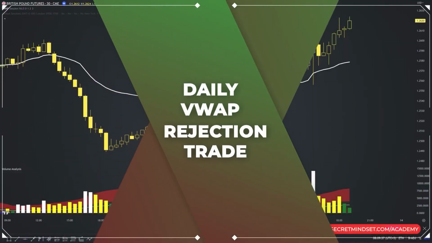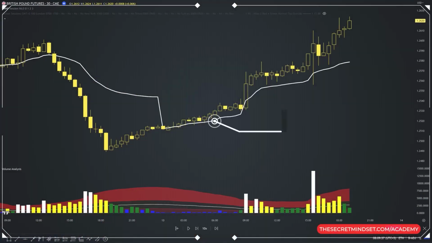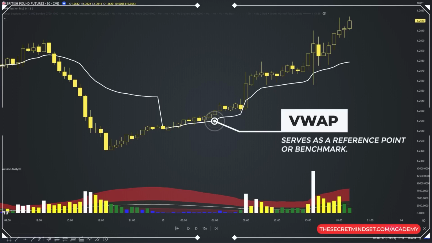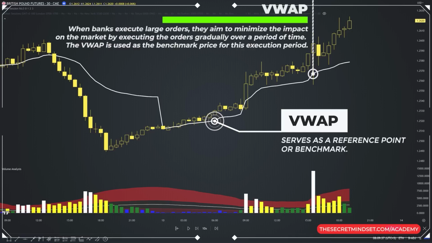Daily VWAP rejection is another confluence factor you could look for. VWAP represents an important price level, especially in day trading, because it serves as a reference point or benchmark. I said it before, when banks execute large orders, they aim to minimize the impact on the market by executing the orders gradually over a period of time. The VWAP is used as a benchmark price for this execution period.